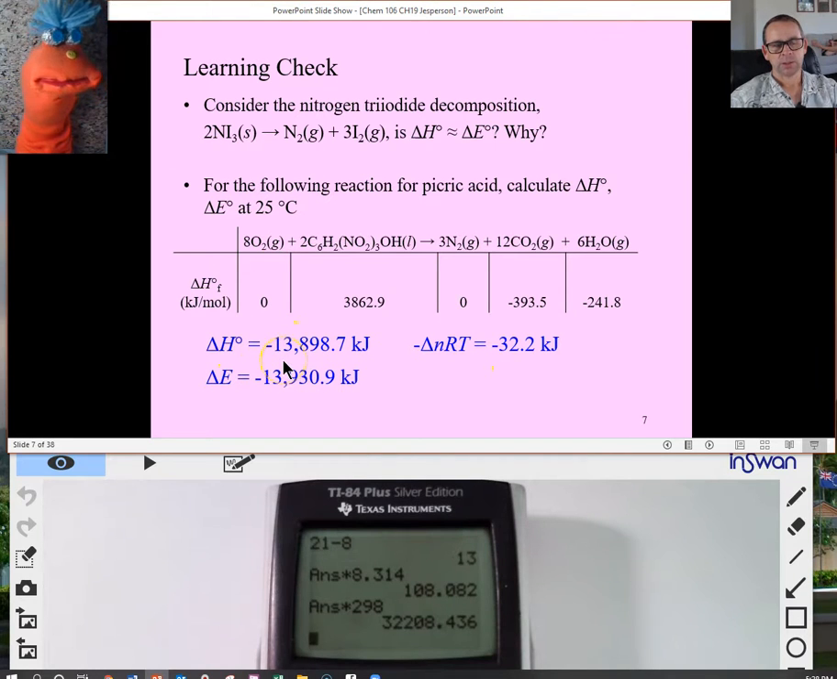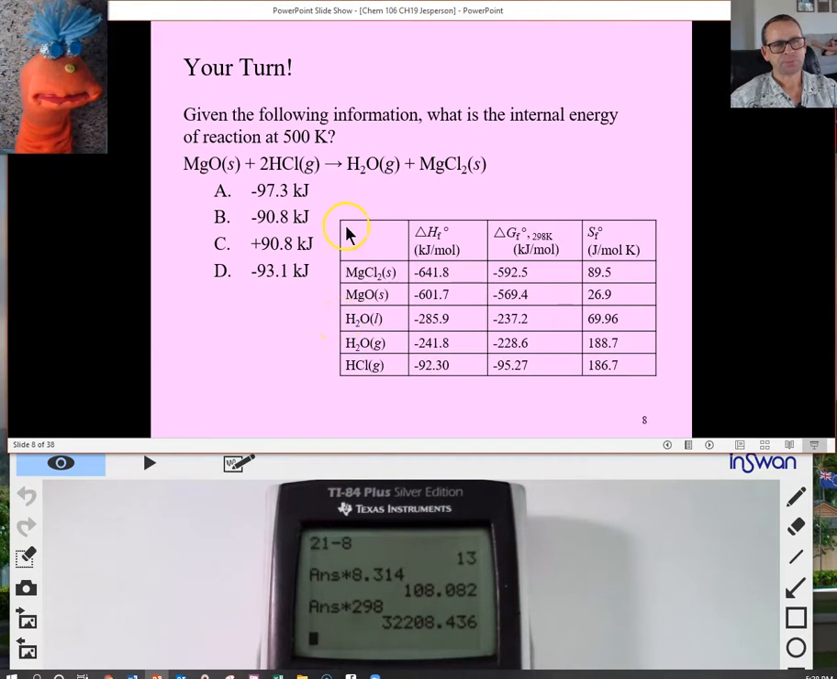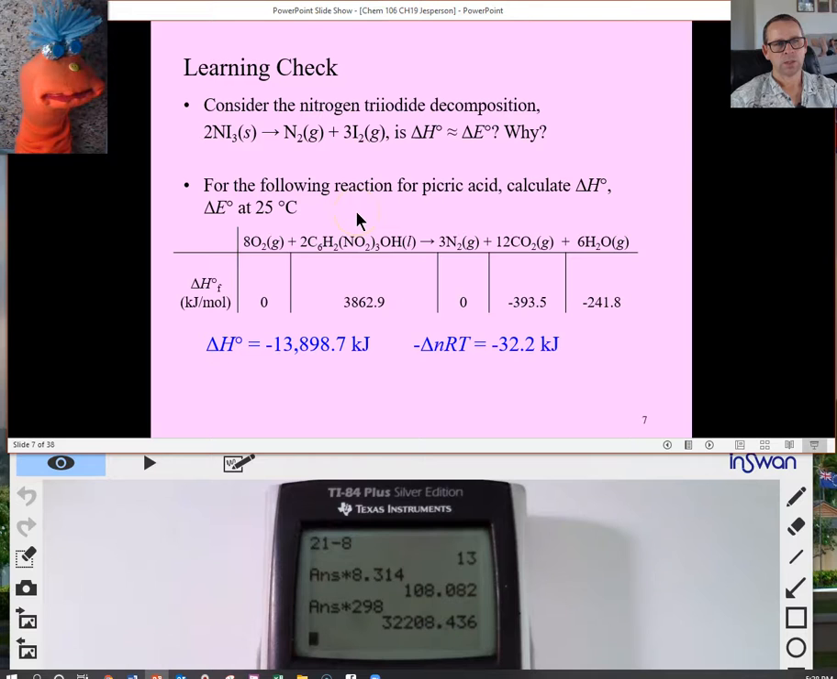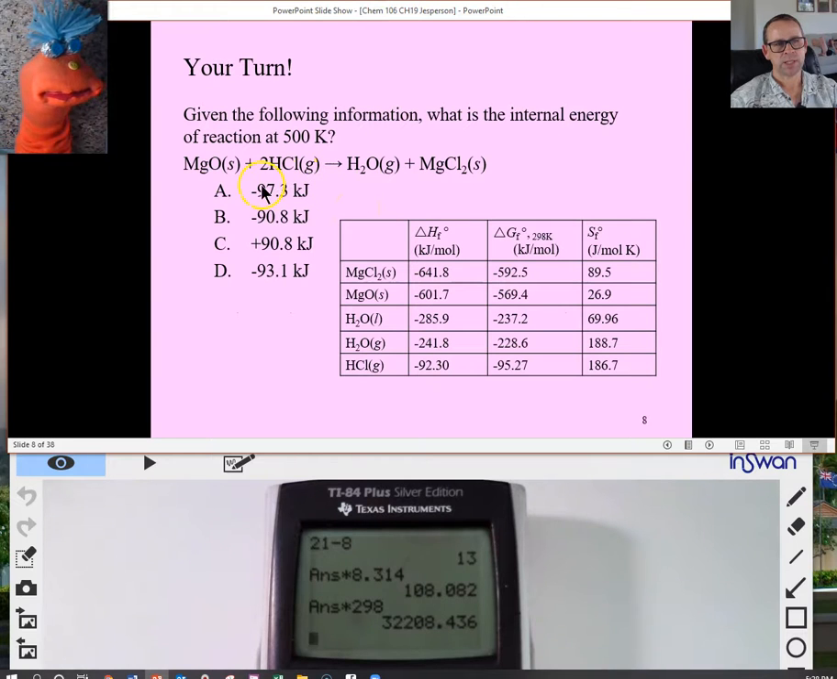All right? Okay, good. So what's the internal energy for this chemical reaction? Isn't that what we were asked before? No, before we just did the delta H. Do you remember what the delta H was? I don't. Was it 93.1? I think it was 93.1. Let's go back to this question and see. Oh, it was negative 97.3. All right. So for this one, it's negative 97.3 for the delta H, right?